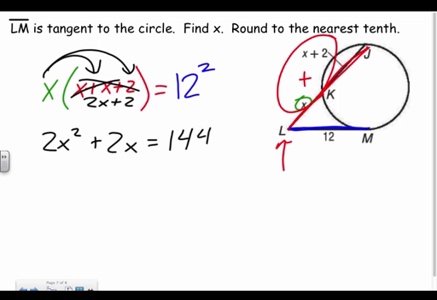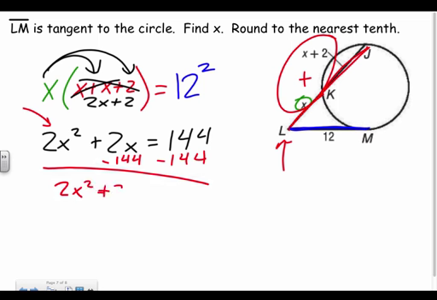All right, so it's a little bit different now because my x squareds don't cancel. So let's take a look. We have a second degree term here, which means that it's a quadratic. What do we do with quadratics in algebra? We want to get it equal to 0. So let's subtract this 144 over, minus 144. So I got 2x squared plus 2x minus 144. And we want to factor it so we can solve it since it's equal to 0.